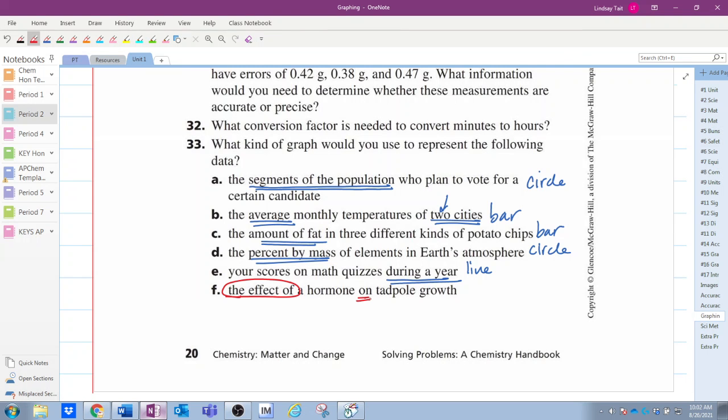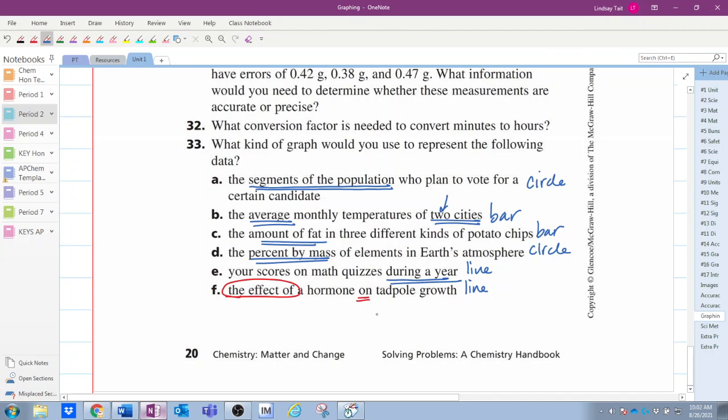So, based on the phrasing of that statement, I would assume that they have their tadpoles, and some of them get no hormone, some of them get a little bit of hormone, some of them get a little bit more, so that they're actually trying to see how much of the hormone affects the growth. So you can set up a nice line graph there with amount of hormone on your x-axis because you controlled that, and then the growth of the tadpole on the y-axis, right? So line graph for me for sure on that one.